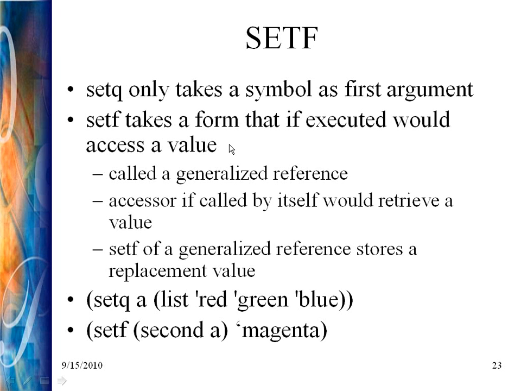So this is called a generalized reference. Second of A is a generalized reference to a location in the list A. The accessor is called by itself. Second of A called by itself would retrieve the second element of the list A. Setf of the generalized reference stores the replacement value. So after you've done this, the value of A will be red, magenta, blue.